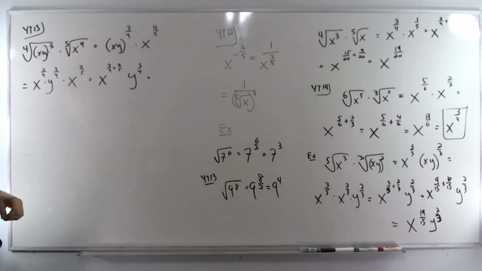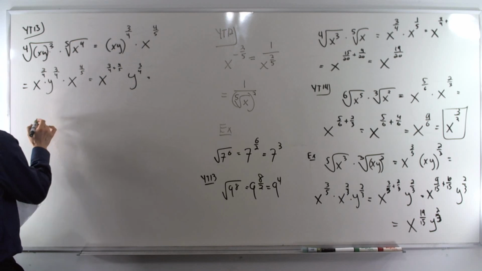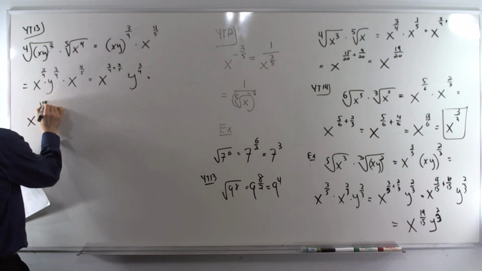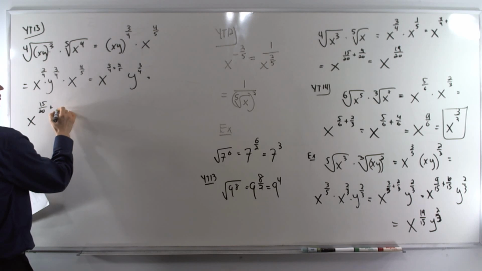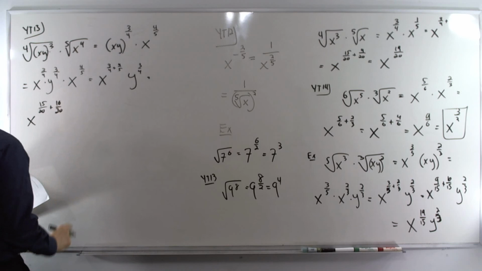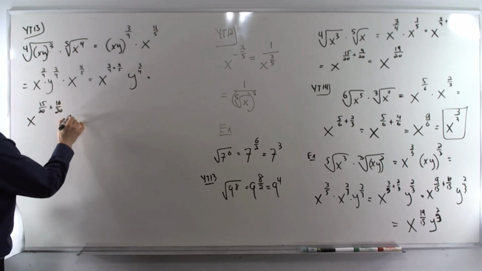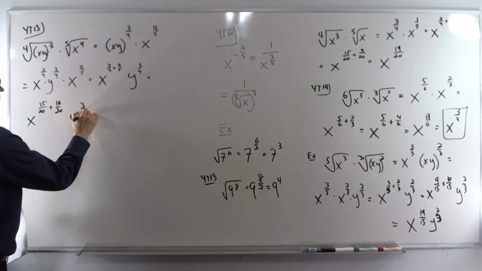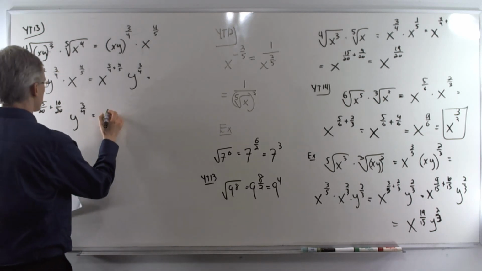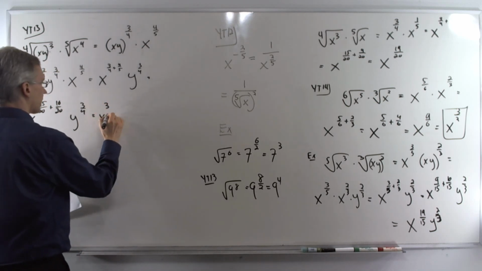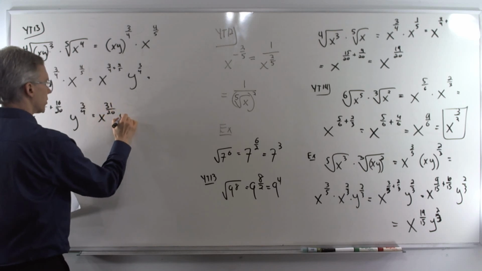3/4 plus 4/5. We're going to need a common denominator of 20. So it gives us x to the 15 over 20 plus 16 over 20. Now we can combine those, 15 plus 16, that gives us x to the 31/20ths, y to the 3/4.